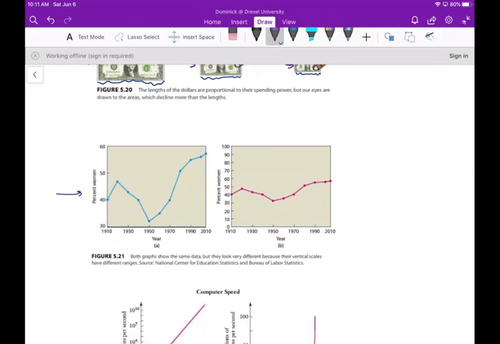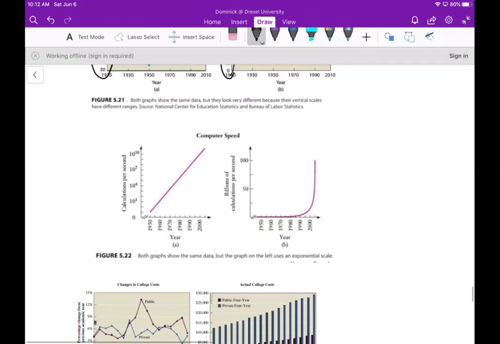But the idea is that in this first graph, it looks like we're having this drastic change because we're going up and down fairly quickly. And in the second one, it almost looks like it's staying constant. But the reason why is because this is zoomed in from 30 to 60, whereas this is going from 0 to 100. So that's something that you have to watch.